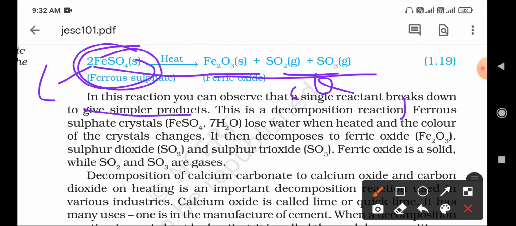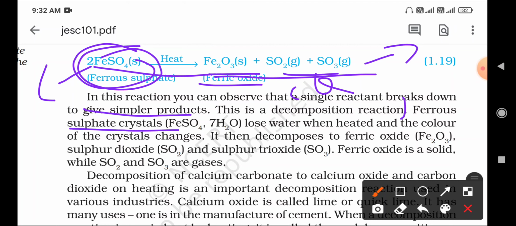And you can write this as the example. So if the question arises, what is the decomposition reaction, write an example. You can write FeSO4, on heating, gives Fe2O3 plus SO2 plus SO3. This is the example of a decomposition reaction.